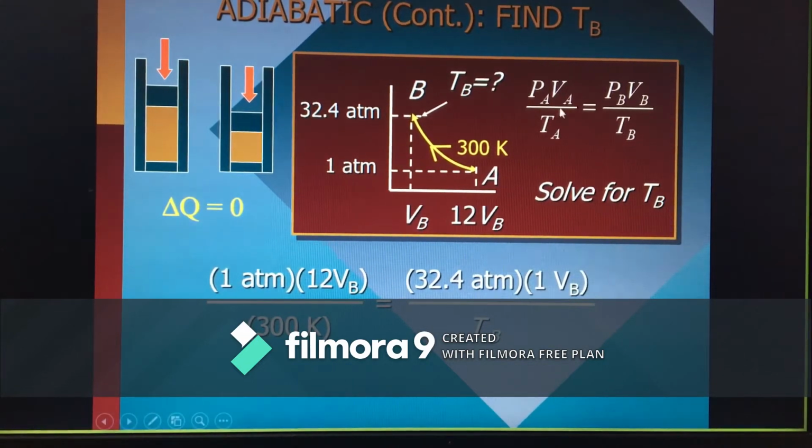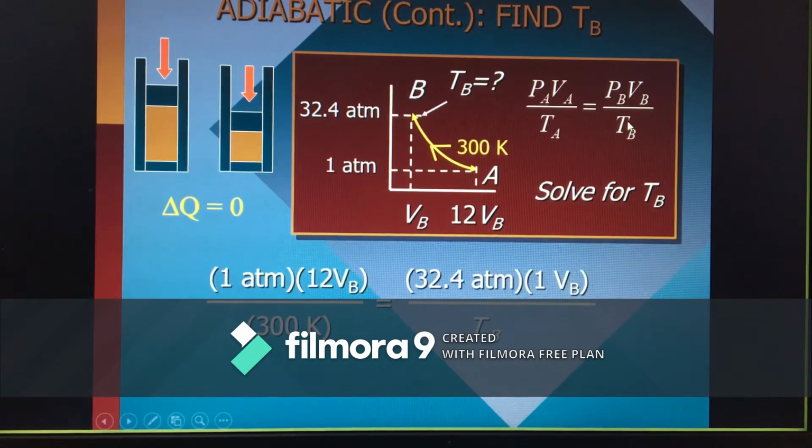So we will use this formula, substituting the given and also the calculated value. Pressure at A is 1 atmosphere, and volume at A is 12 V, given in the problem, divided by TA. Temperature at A is 300 degrees Kelvin, equals the pressure at B, which we solved as 32.4 atmospheres, then volume at B, that is 1 V, right?